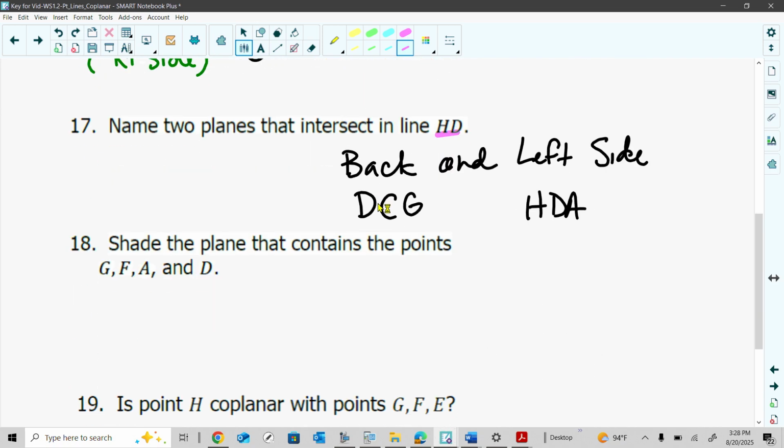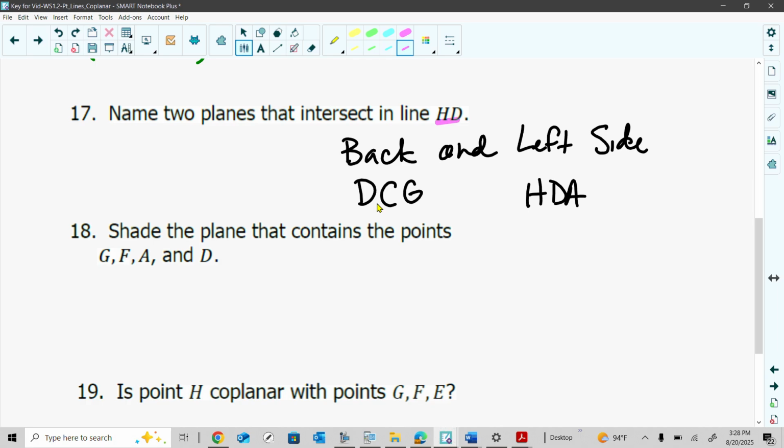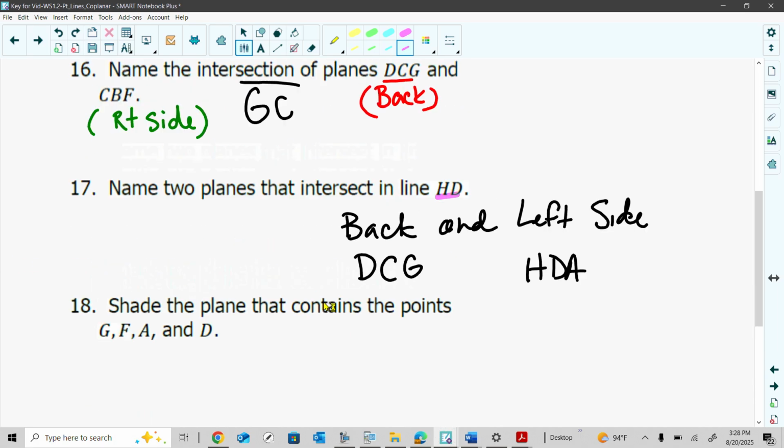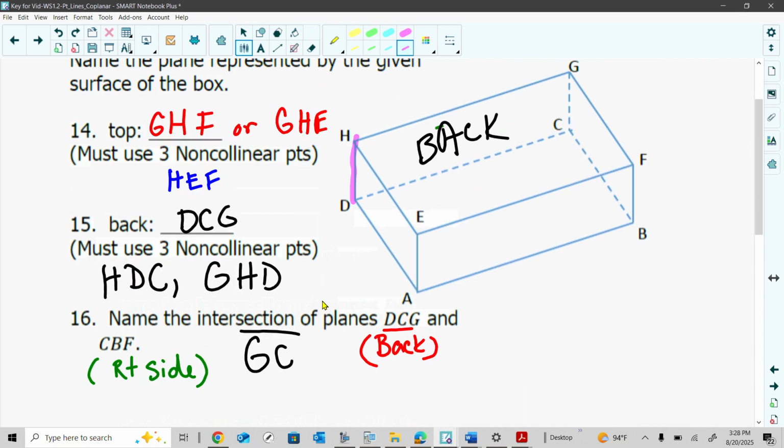And then they want you to shade the points to contain the plane. So you want to go kind of in order G, F, A, D. So I'm going to get this highlighter right here. And this will be part of your Amplify activity online. I go to G, F, and then A. A means I'm going to have to go diagonal down like this. AD, and here. To get the plane, I want to connect them. So that would become here.